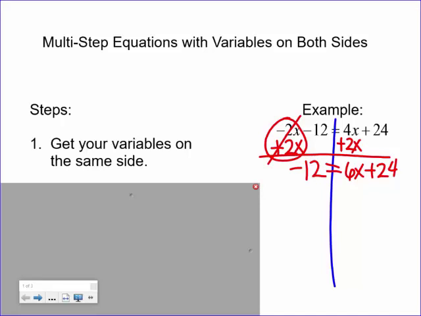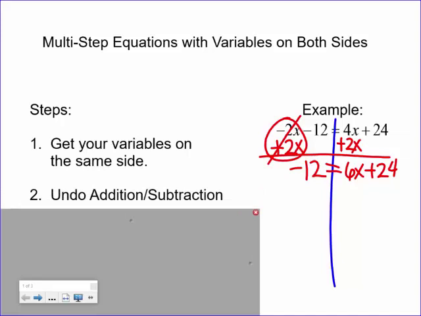Good. Now this looks kind of like a problem we did a little while ago for our bell ringer, right? Yes. Okay, so now my variables are on the same side. Step 2 is to undo addition or subtraction.